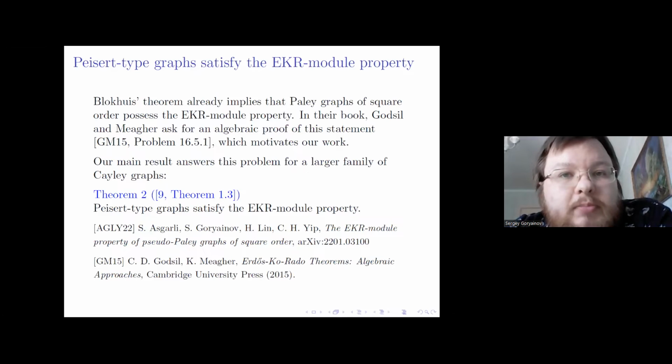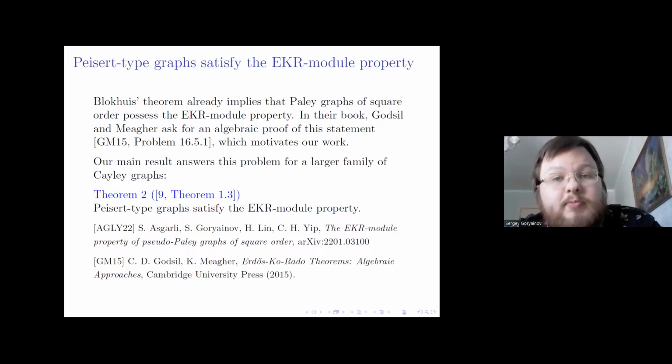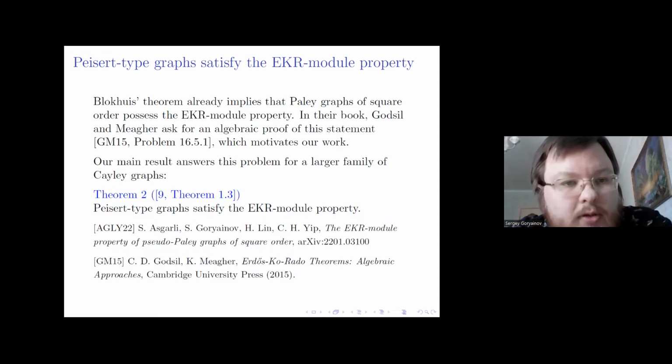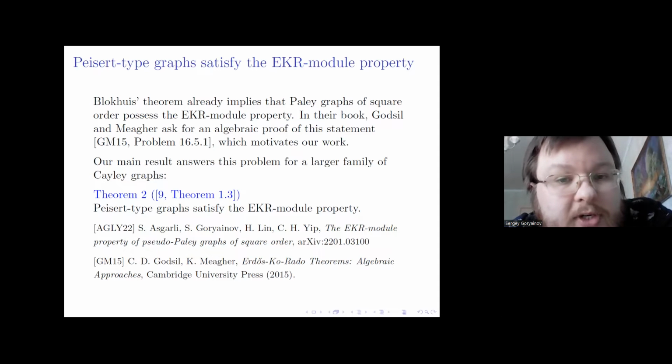Blokhuis's theorem already implies that Paley graphs of square order possess the EKR module property. In their book, Godsil and Meagher ask for an algebraic proof of this statement, which is Problem 16.5.1 in their book, and this problem motivates our work. Our main result answers this problem for a larger family of Cayley graphs. So the theorem reads as follows: Peisert-type graphs satisfy the EKR module property.